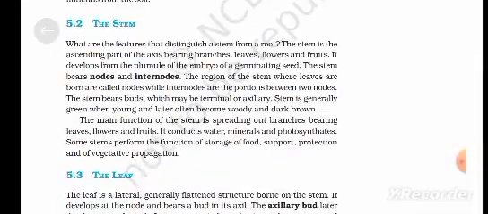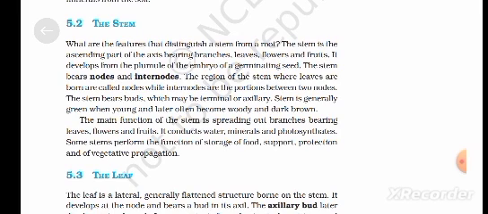The stem. What are the features that distinguish a stem from a root? The stem is the ascending part of the axis bearing branches, leaves, flowers, and fruits. It develops from the plumule of the embryo of a germinating seed. The stem bears nodes and internodes. The regions of the stem where the leaves are borne are called nodes, while internodes are the portions between two nodes.